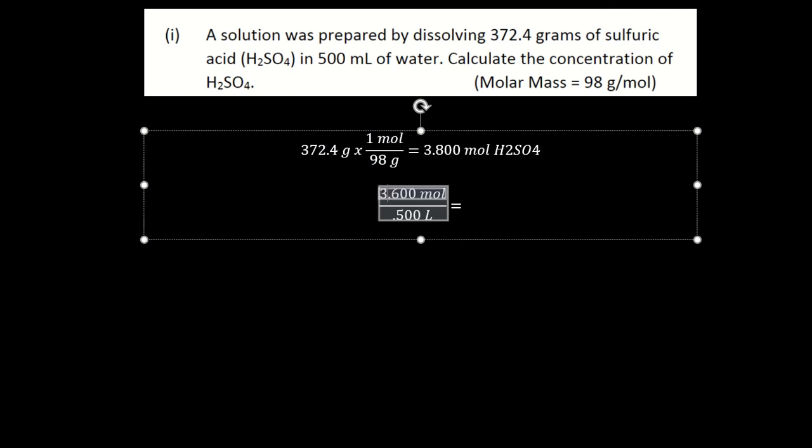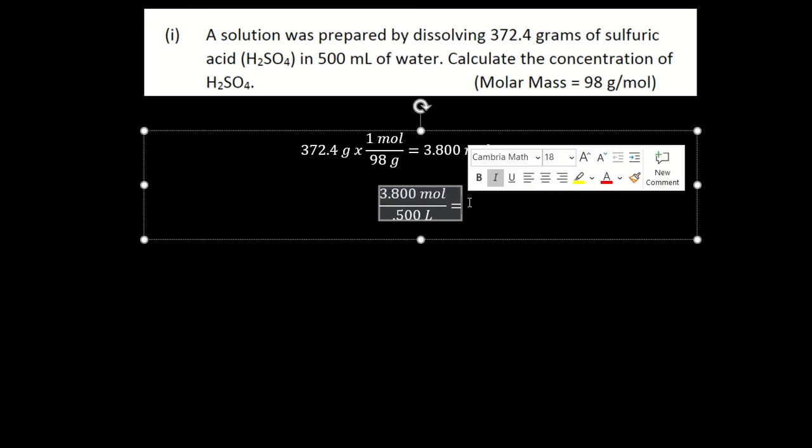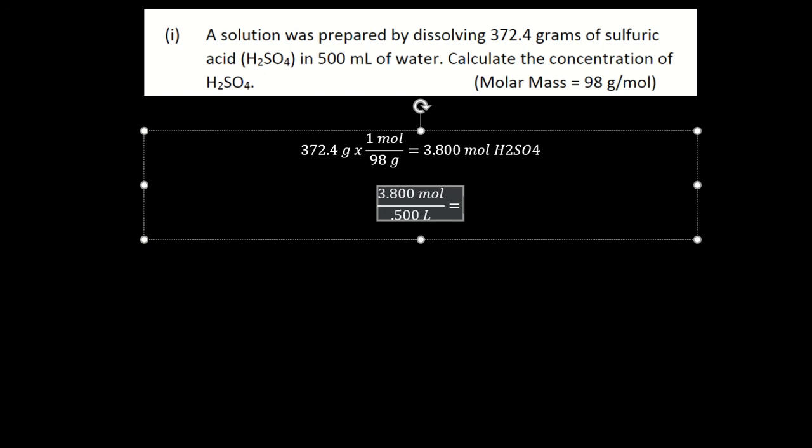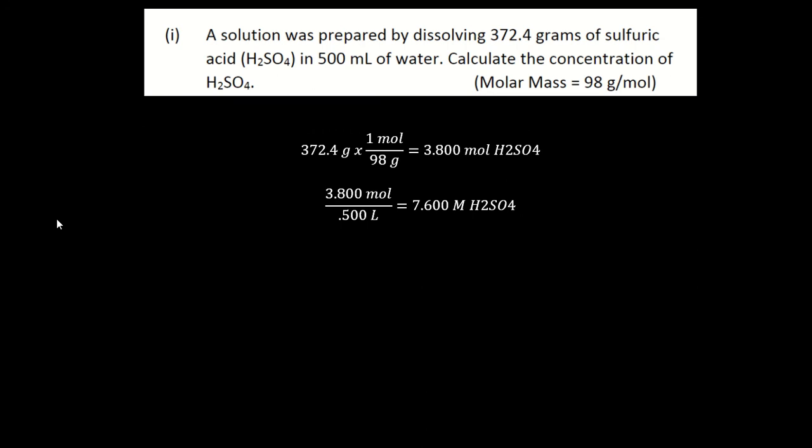Therefore, 3.800 moles of sulfuric acid divided by 0.5 liters would equal 7.600 molars, or moles per liter, of H2SO4. So it's really that simple. If you're told a certain amount in mass and you're given a certain volume, just take the mass of your solute divided by its molar mass to get moles, and then divide that moles by the volume in liters to get molarity, or capital M.